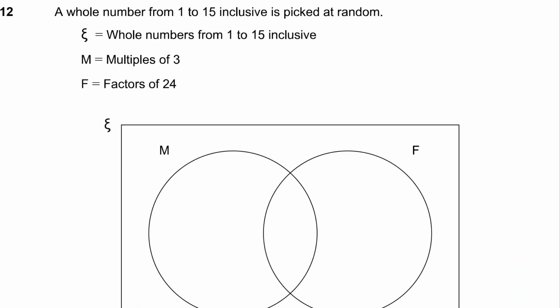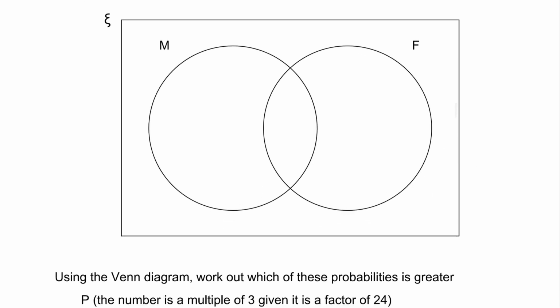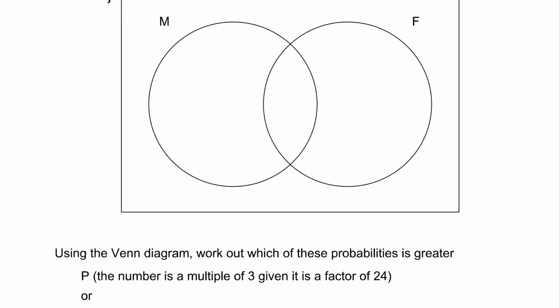Question 12. A whole number from 1 to 15 inclusive is picked at random. So our universal set is whole numbers from 1 to 15 inclusive. M is our multiples of 3 and F is our factors of 24. So using the Venn diagram, work out which of these probabilities is greater.